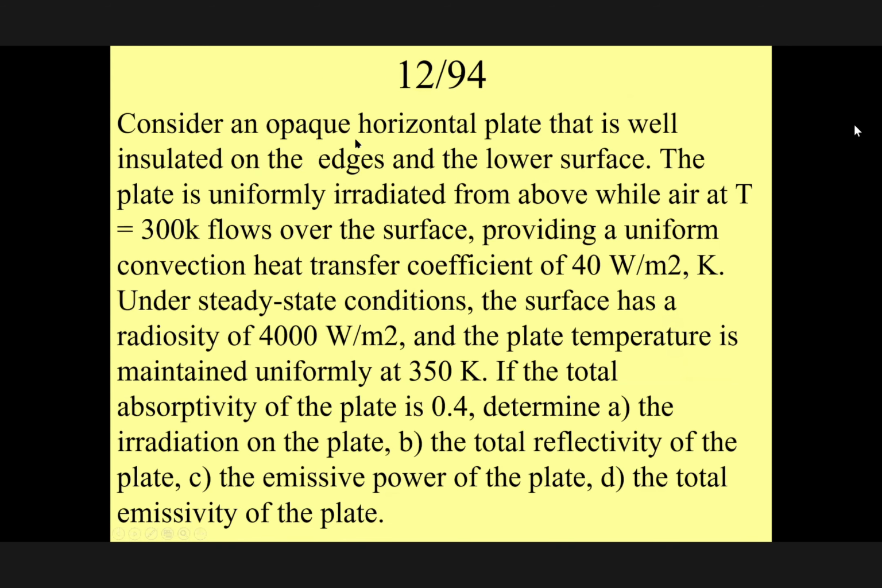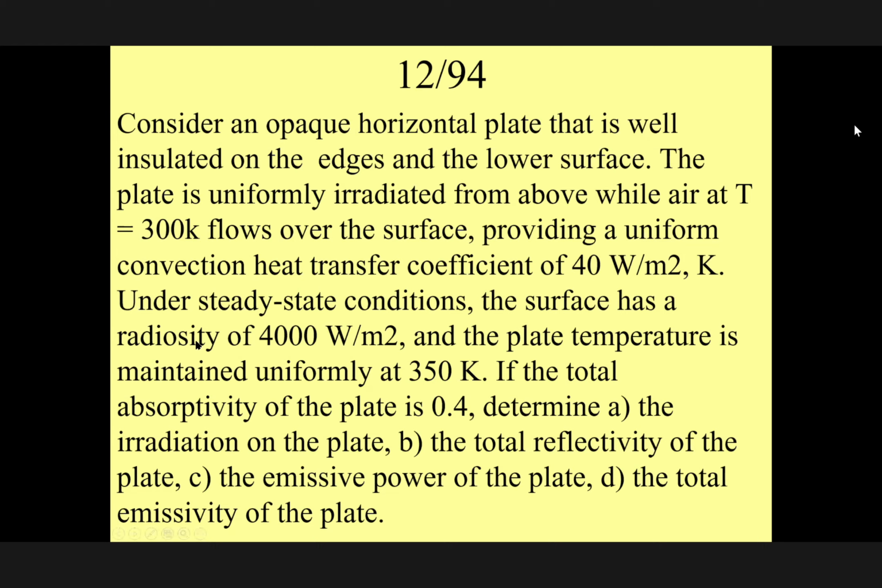Now we consider an opaque horizontal plate that's well insulated on the edge and the lower back. The plate is uniformly irradiated from above. Air at the temperature of this one flows over this one. Therefore, the temperature of the air over the plate is 300 degrees, providing a uniform convective heat transfer here.